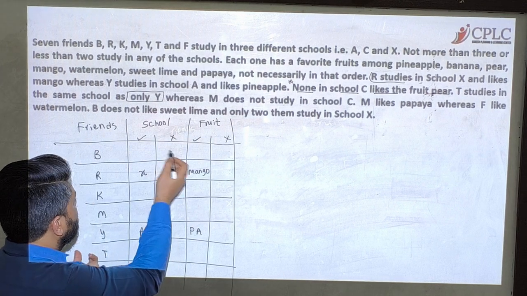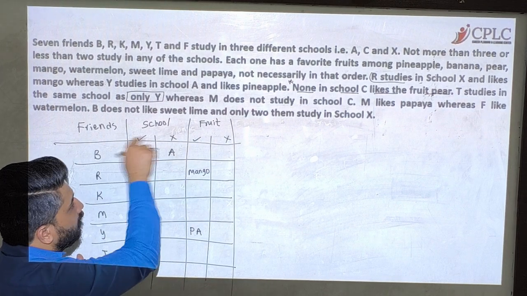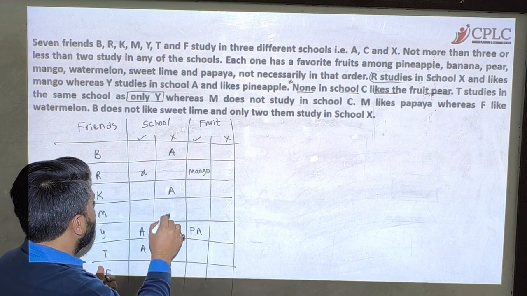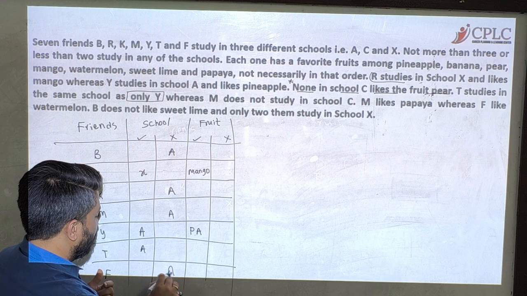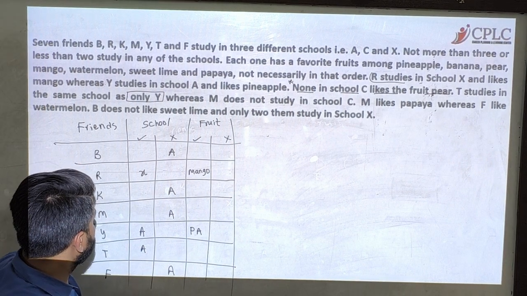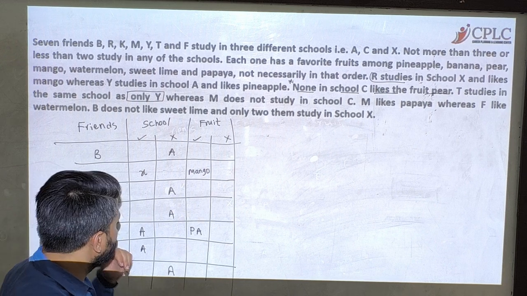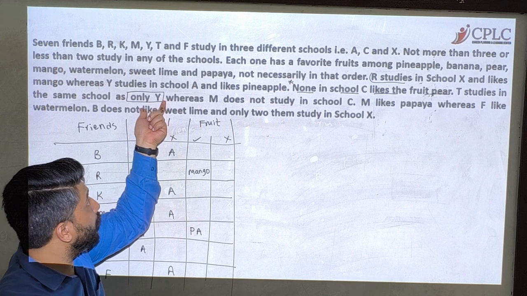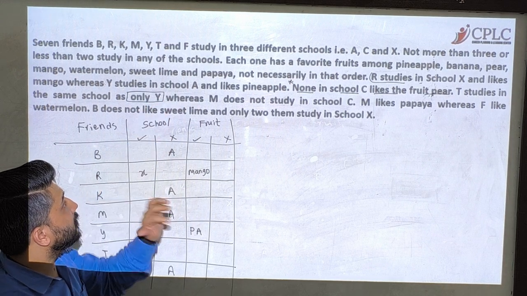So that means what we can do is, for the remaining students in the school cross column, we can mark school A, especially those whose schools we do not know. So far we know only 3 people's schools: R goes in X and Y and T go in A, and no one else goes in school A. So that is the important point that we need to understand.